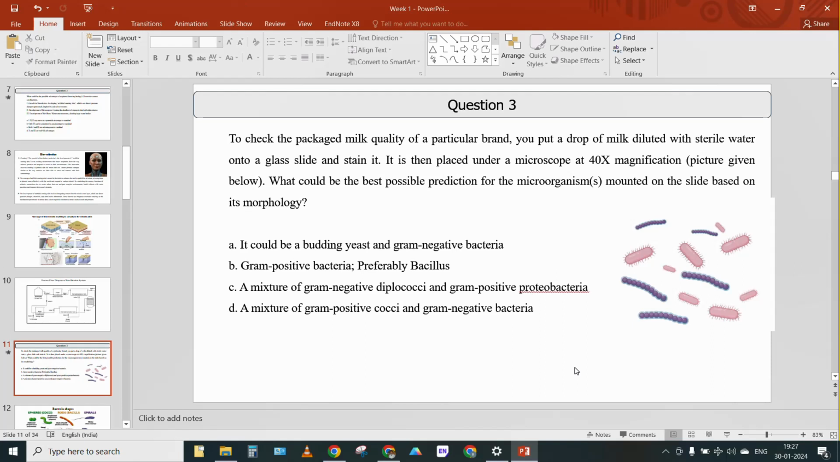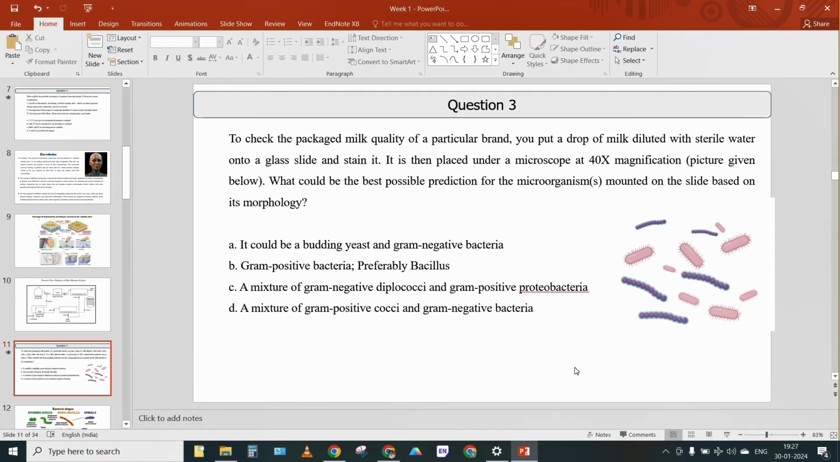The options are: A, a budding yeast and gram negative bacteria; B, a gram positive bacteria, most preferably bacillus; option C is a mixture of gram negative diplococci and gram positive proteobacteria; and option D is a mixture of gram positive cocci and a gram negative bacteria. What is the best prediction from this image? Anyone?